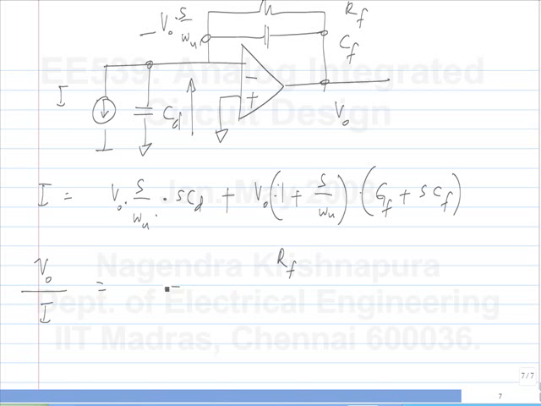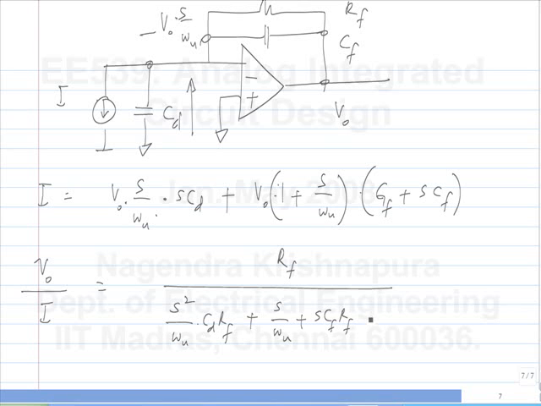RF divided by S square by omega u CD RF plus, there will be two terms in the first order part. Okay. So I get essentially a second order expression without a zero. Does it make sense? Or should I be getting a zero here?